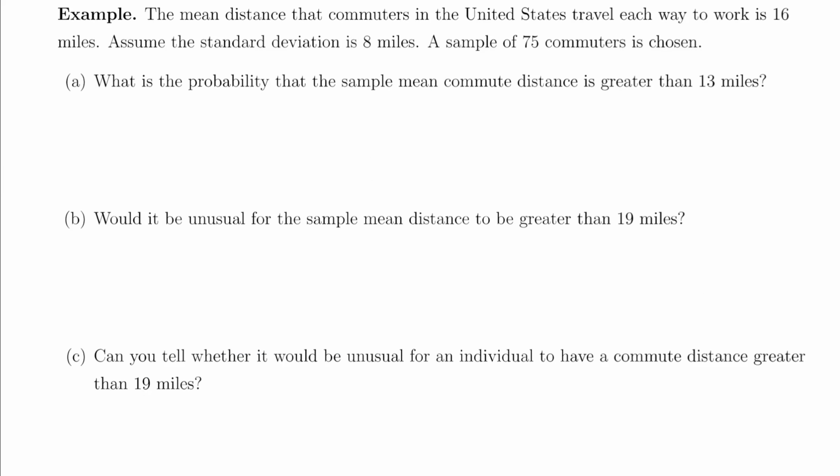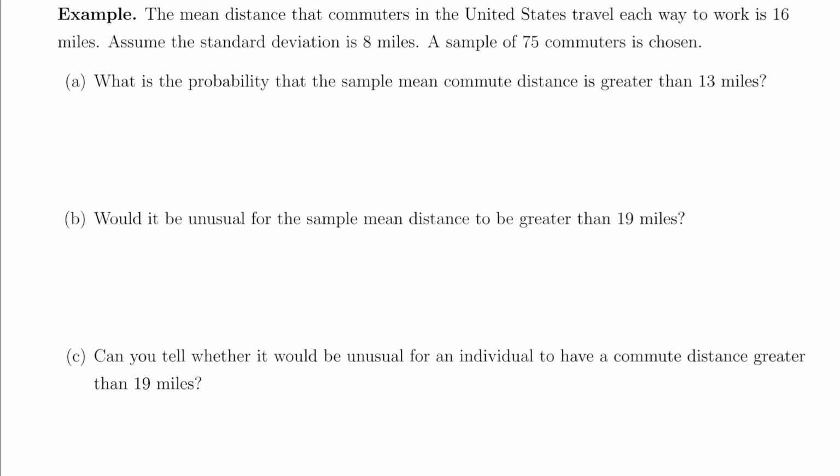Now here in this next example, it's many of the same ideas we've worked with in the previous examples, except instead of just saying very dryly, the mean is this, the standard deviation is this, the sample size is this, it does the same things but in the context of a particular problem. So here, there's been a study that shows the mean distance that commuters in the United States travel each way to work is 16 miles.